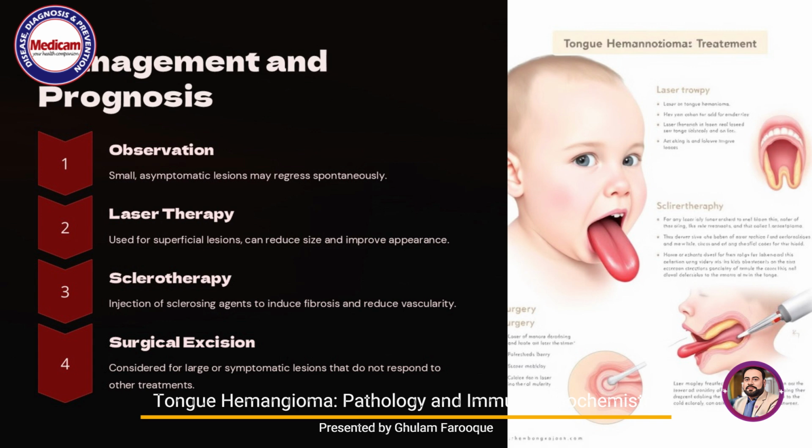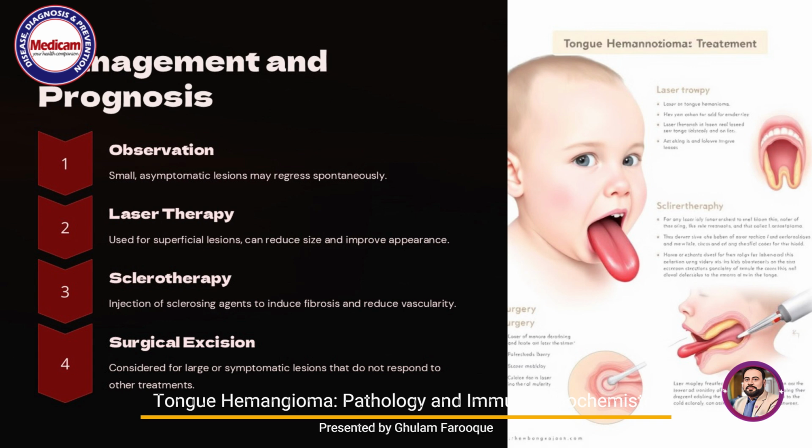1. Observation. Small, asymptomatic vascular lesions, e.g., some capillary hemangiomas, may regress spontaneously, especially in infants. Regular follow-up ensures monitoring for complications like ulceration, bleeding, or rapid growth. 2. Laser therapy. Used for superficial vascular lesions like port wine stains and capillary hemangiomas. Pulsed dye laser, PDL, is the most common type, targeting blood vessels while sparing surrounding tissues.